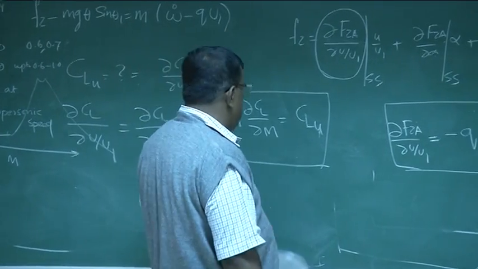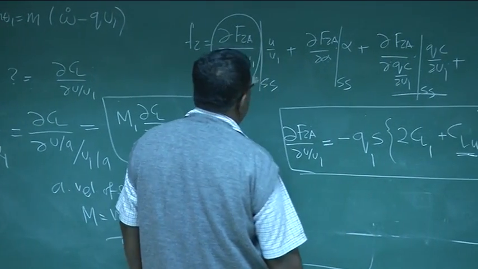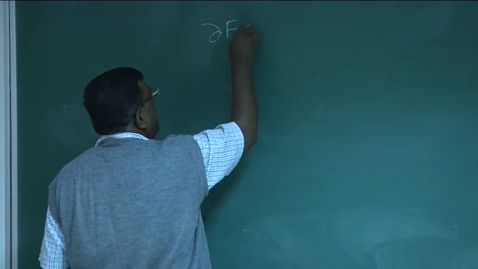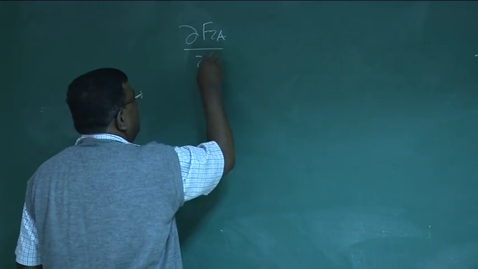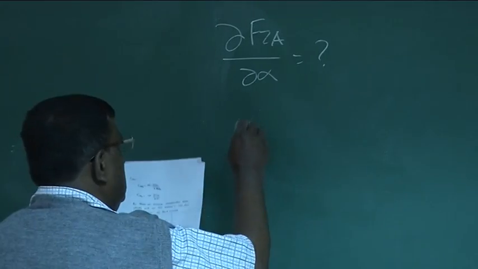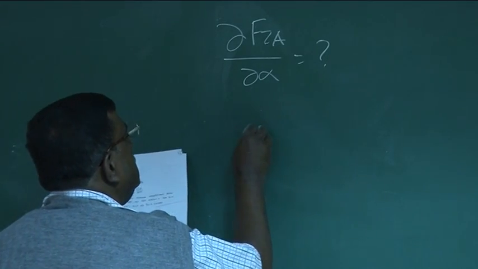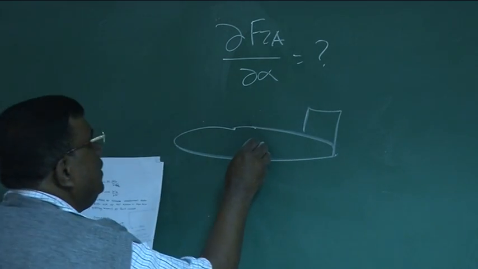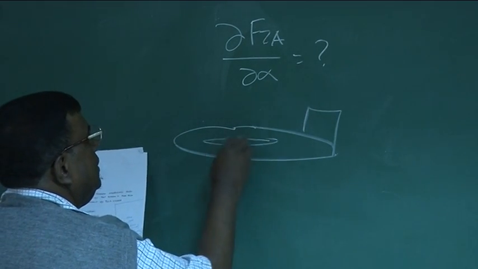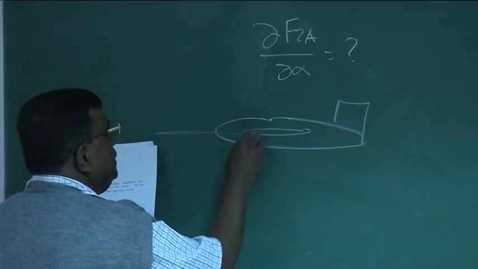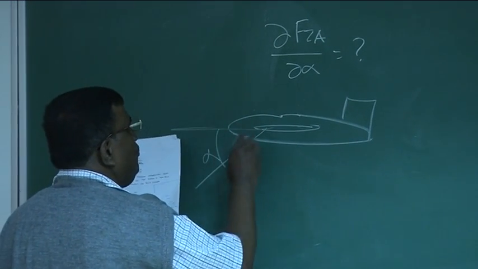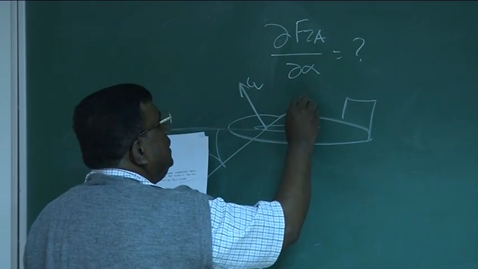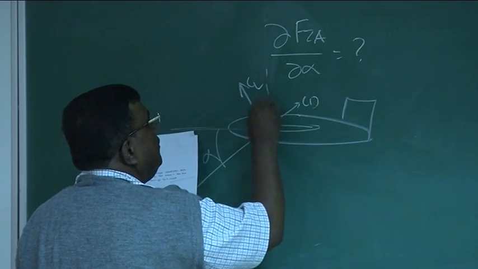So we have understood what dFZA by d(u by u1) is. Now we'll do dFZA by d alpha. What is this? If you recall, when we draw this diagram to calculate dFXA by d alpha, this is alpha, this is CL, and here is CD, and of course this is alpha.